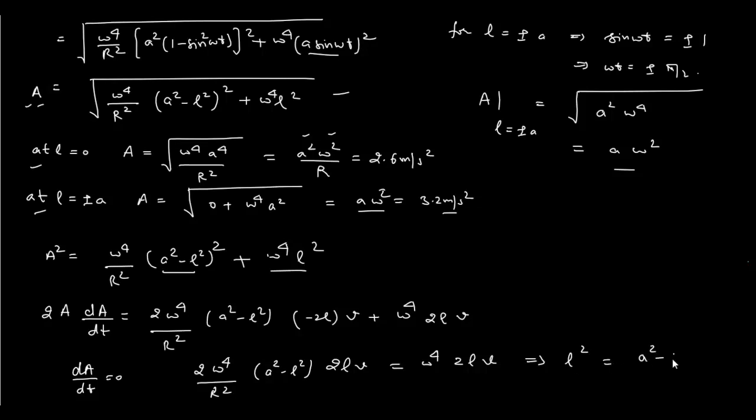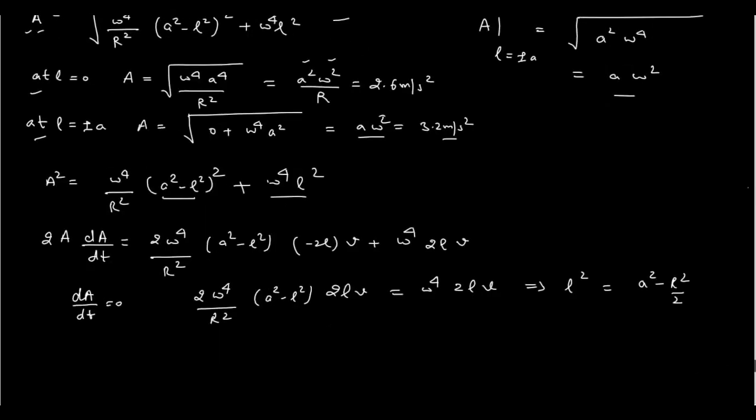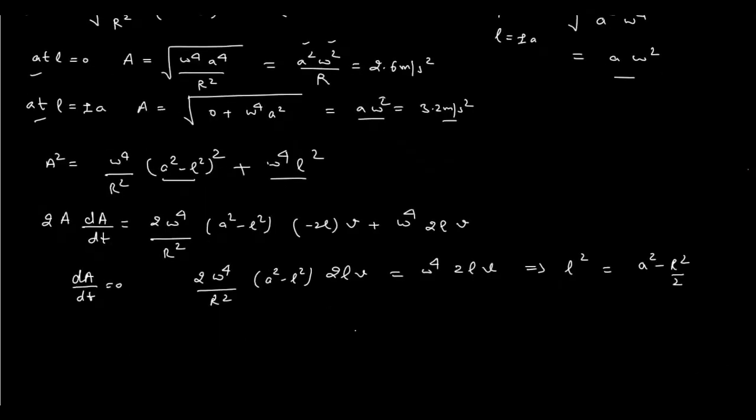So if we solve this equation, finally we will get L square is equal to A square minus R square by 2, and from here this L corresponding to minimum value, so I am writing L minimum is equal to A square minus R square by 2 under the root, and this is the required minimum value of L.